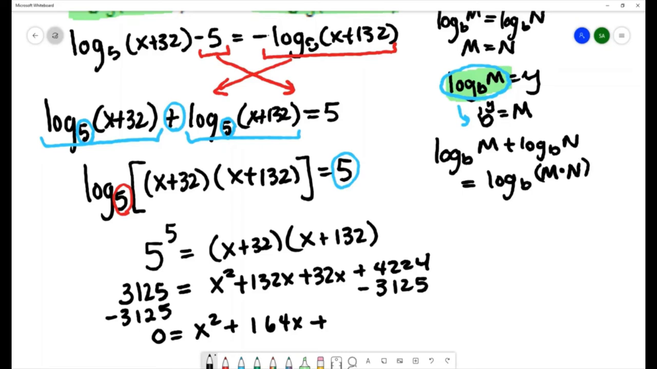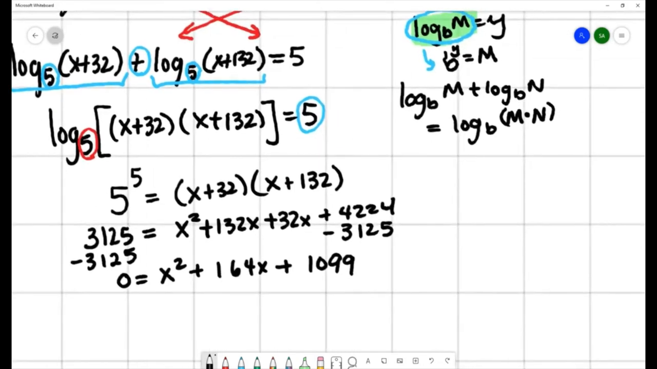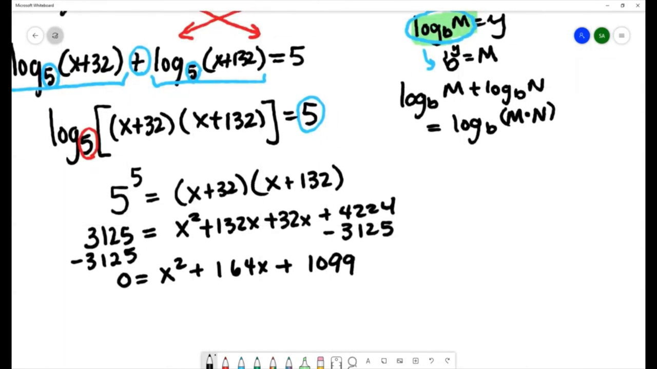And we need to do 4,224 minus 3,125. That is 1,099. Okay, we want to try to solve this. I can try to solve it by factoring. I need to know factors of 1,099.